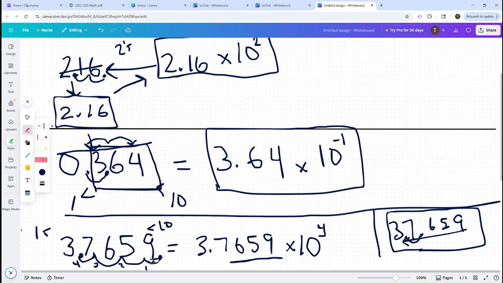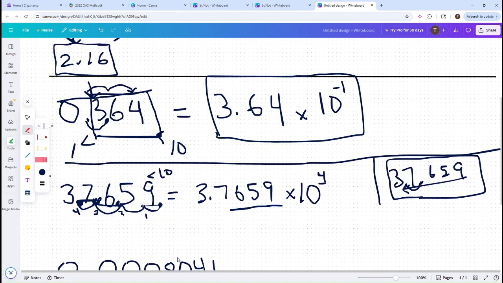37,659 divided by 10 is this number, 3765.9. 3765.9 divided by 10 is 376.59. 376.59 divided by 10 is 37.659. 37.659 divided by 10 is 3.7659. And same thing with the decimal, you're just multiplying by 10.